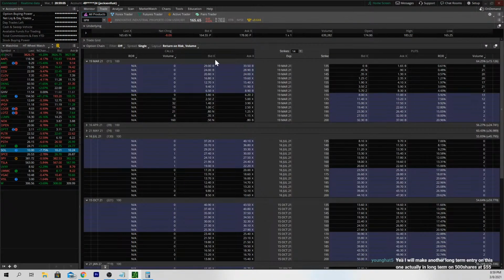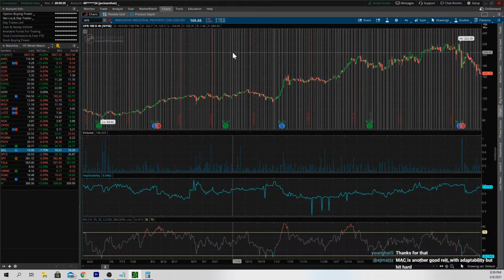But even if you just wanted to jump straight into shares and sell some sort of covered call at a 185, which would lock in a pretty solid 10-day return. But let's see, it says you'll make another long-term entry on this one, actually in the long term on 500 shares at 55. Okay, I mean, you're killing it on this one if you got in at 55. Jealous of that entry. But yeah, if you're just planning on long-term holding, you're good to go.